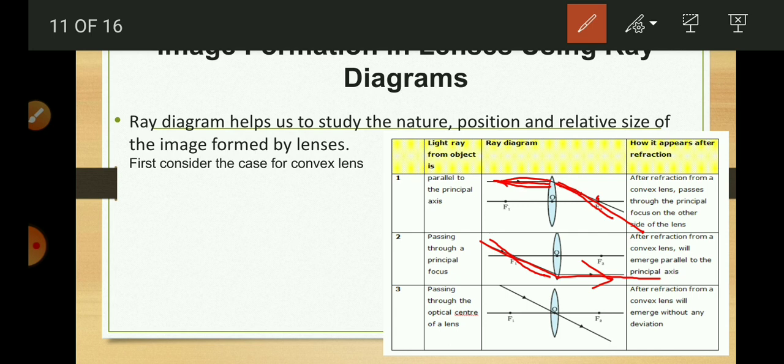Third rule is a ray of light passing through the optical center of the lens goes straight, it emerges without any deviation. So there will be no deviation, no refraction of light takes place when the light ray passes through the optical center. These are the three light ray rules for the convex lens.